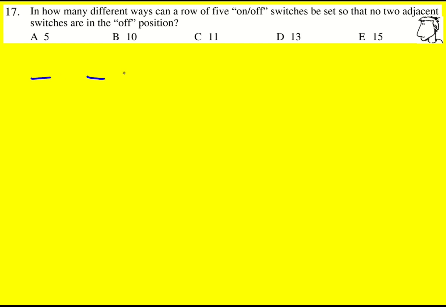We've got 5 switches and they can either be on or off, and we're asked in how many different ways can we have the row so that no two adjacent switches are in the off position. So I'm going to say that on is a 1 and off is a 0 rather than having to write the words down. Okay, so what I can't have is something like 1, 0, 0, 1, 1. That's not allowed because then I'd have two adjacent off switches.